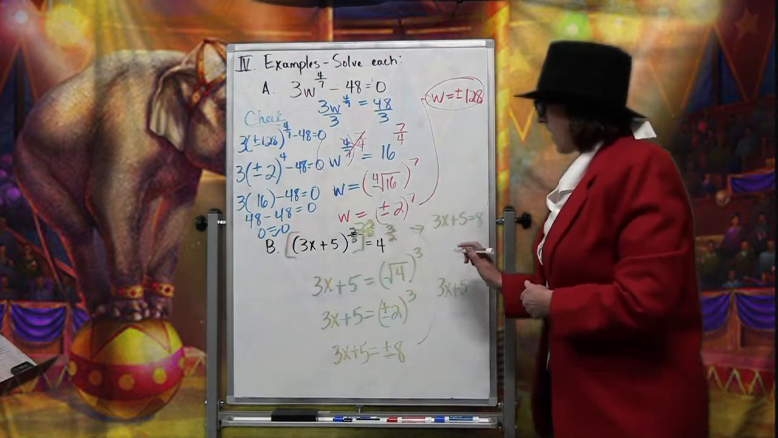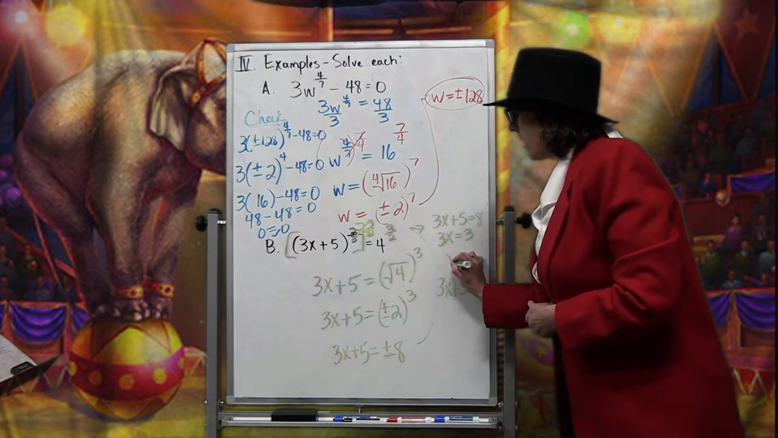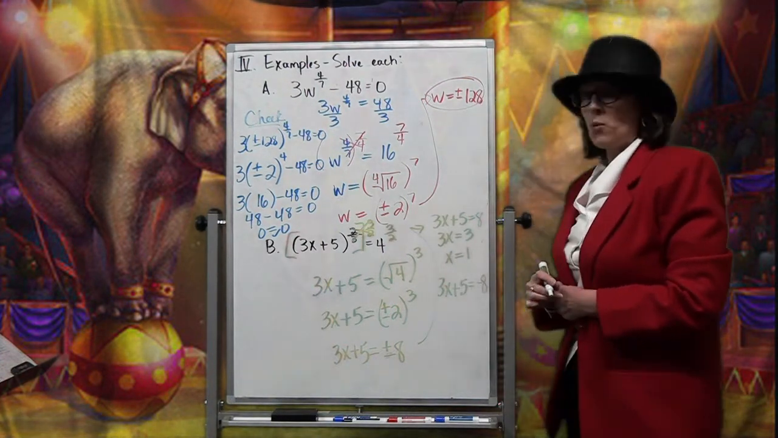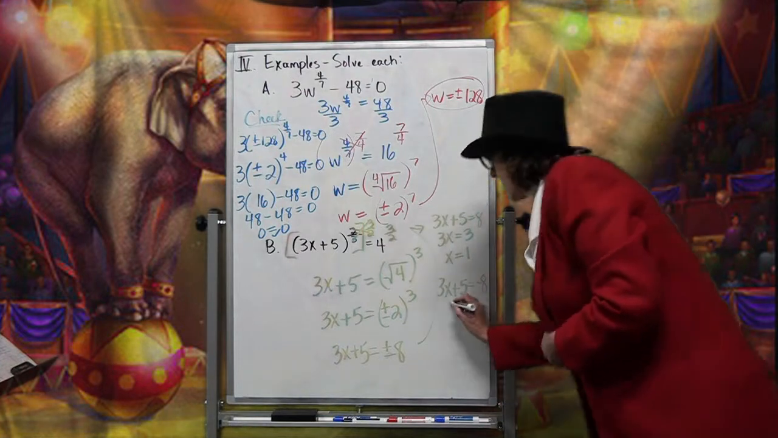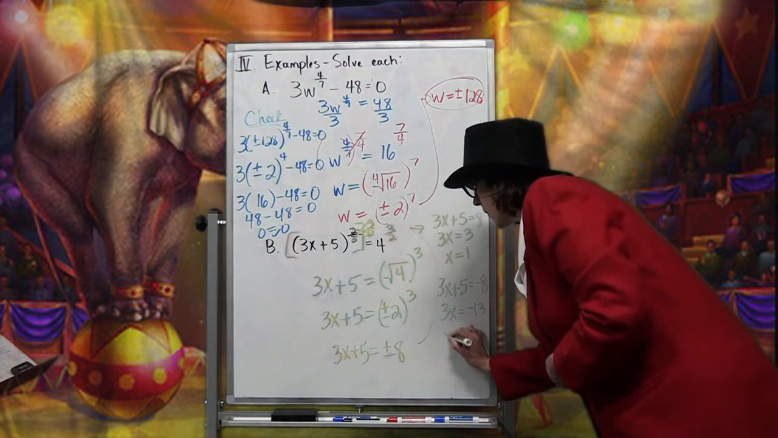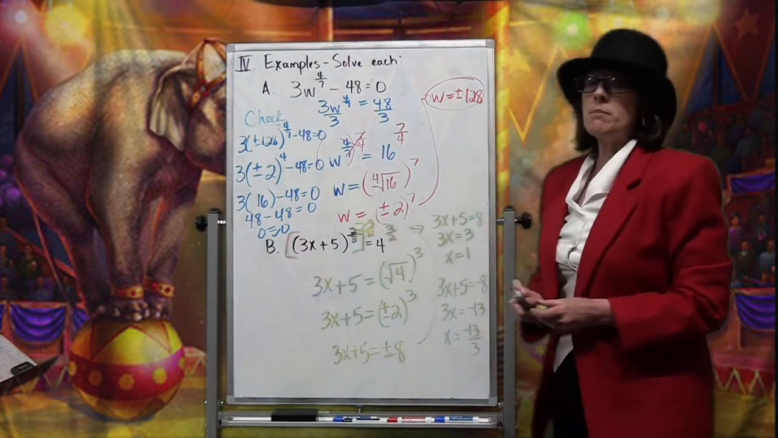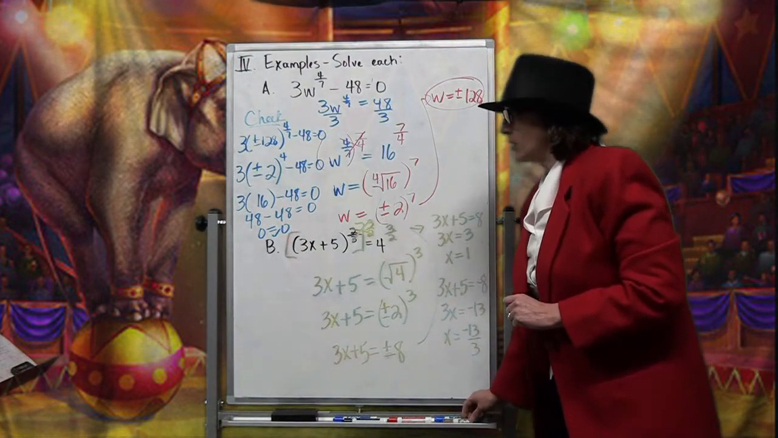Now if 3x plus 5 is 8, I'm going to subtract that 5, and then I'm going to divide by 3, and my x will be a 1. Here, if it's a negative 8, I will subtract my 5 and get a negative 13, and then I will divide by 3 and I'll get a negative 13 over 3. But remember, I need to check for those extraneous roots.